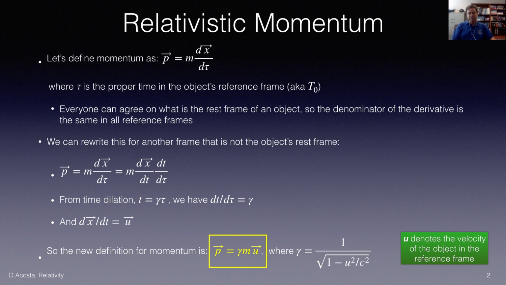And note that u is the velocity of the object in the reference frame, and it's also the velocity used in this factor gamma, which should not be mixed up with the gamma that goes from one reference frame to another. That velocity might be v.